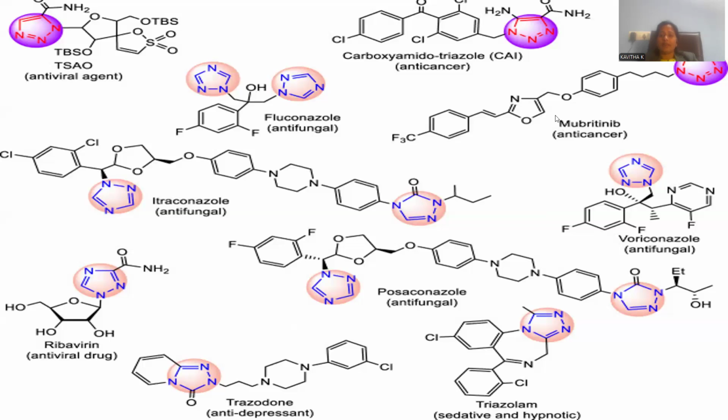Mubritinib is the kind of compound where you can locate an oxazole ring, a benzene ring, another benzene ring, a trifluoromethyl functionality, and an ether linkage. So at this terminal, you can locate the triazole, which is the effective pharmacophore working against cancer.